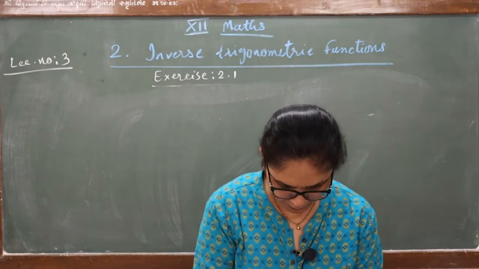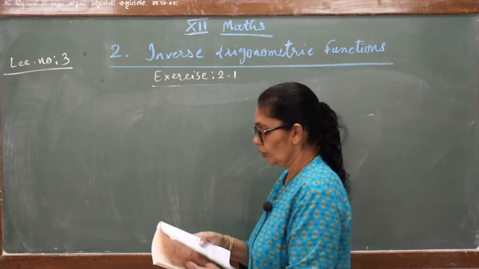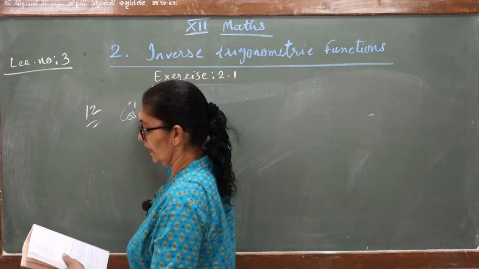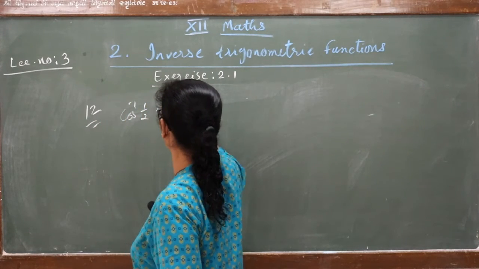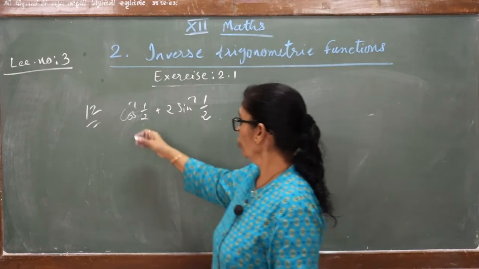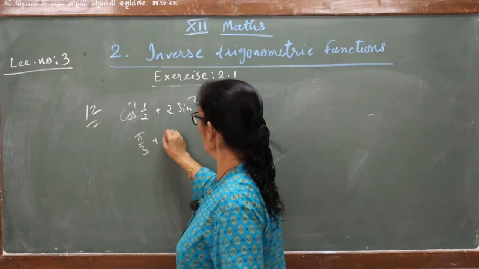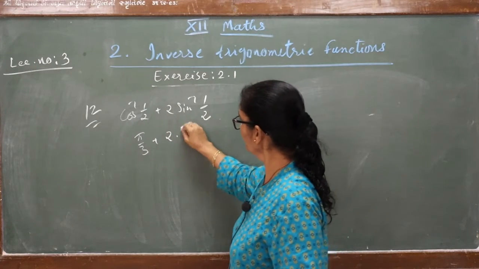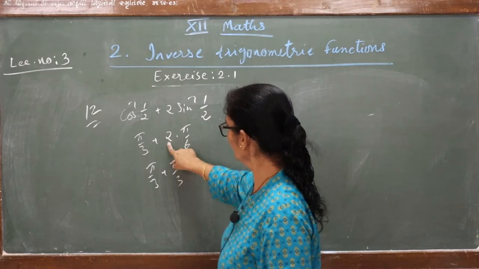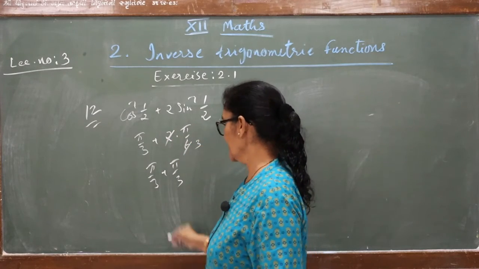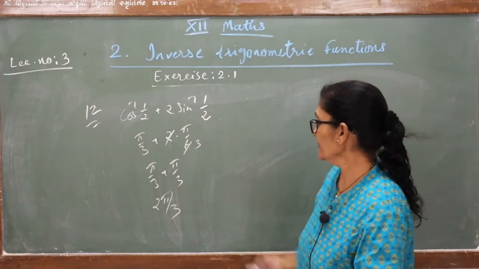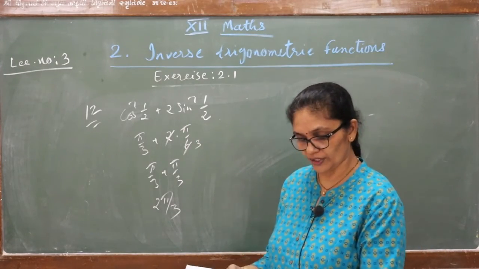Now what is your 12th question? Cos inverse half plus 2 sin inverse half. Okay, cos inverse half and 2 sin inverse half. Cos half is at pi by 3 and the 2 stays as it is, sin half is at pi by 6. So pi by 3 plus pi by 3. Why pi by 3 plus pi by 3? 2 times pi by 6, the 2 and 6 cancel to give pi by 3. Your answer is 2 pi by 3. So it is the easiest way to solve your question.